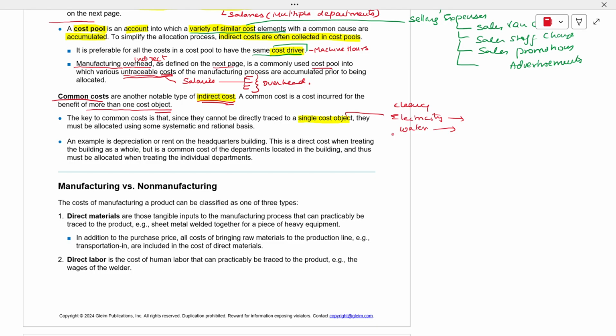The key to a common cost is that it cannot be traced to a single object. It must be allocated in a very systematic and rational way. They will divide it. Ultimately, we are going to calculate the cost per unit. Cost per unit plus profit is going to be the selling price per unit.